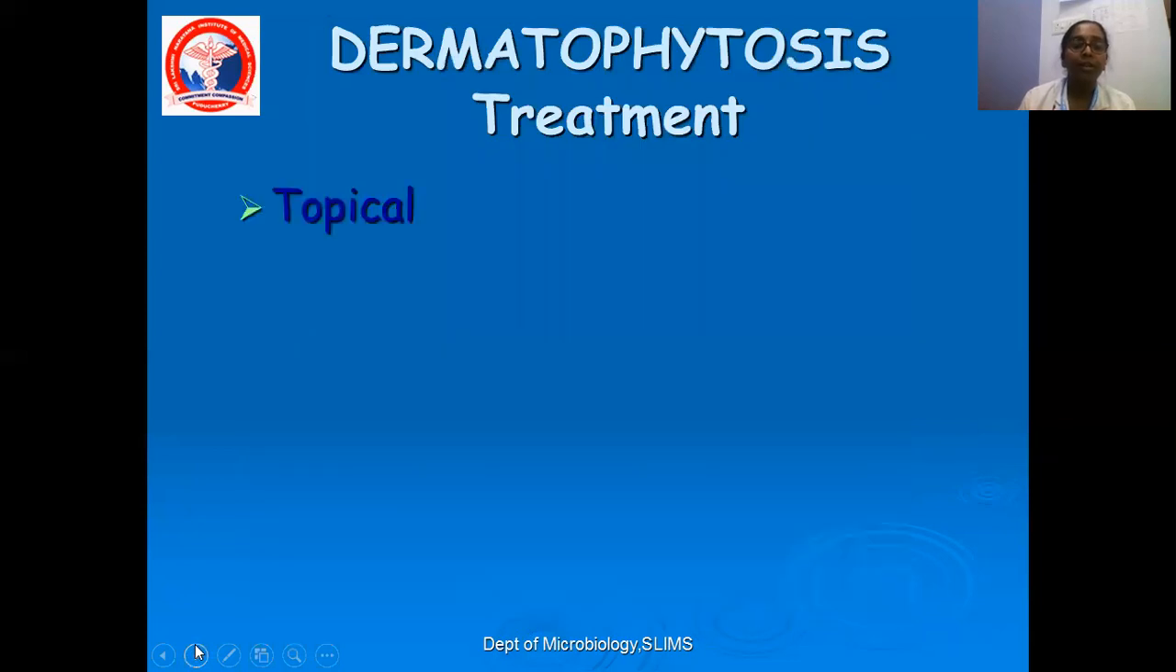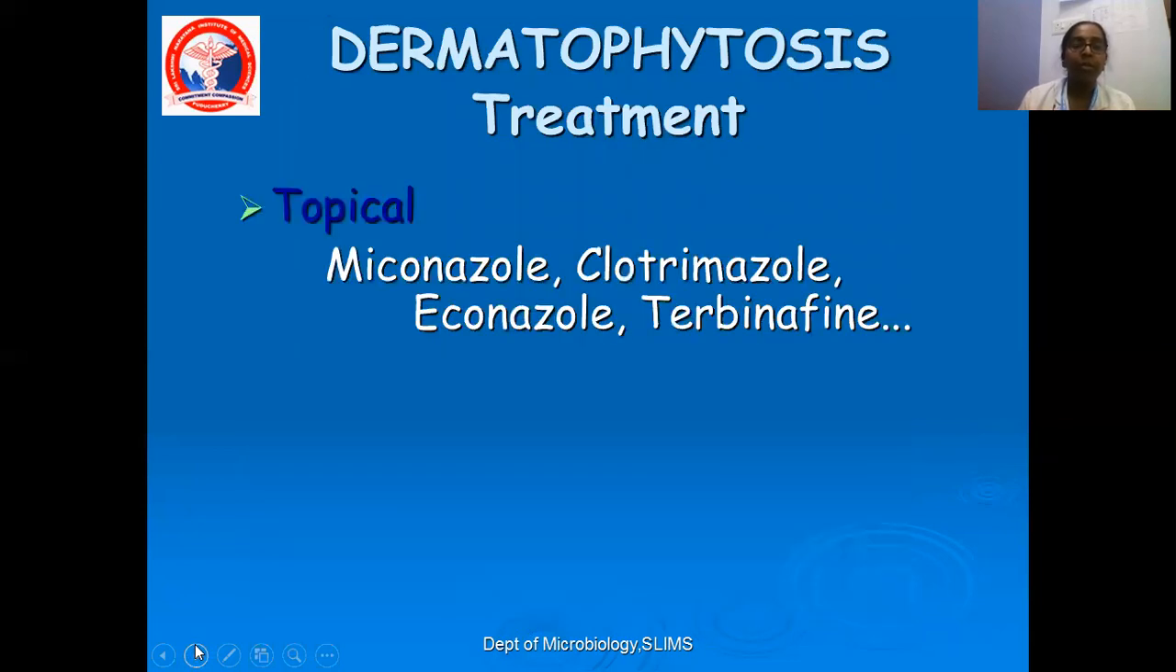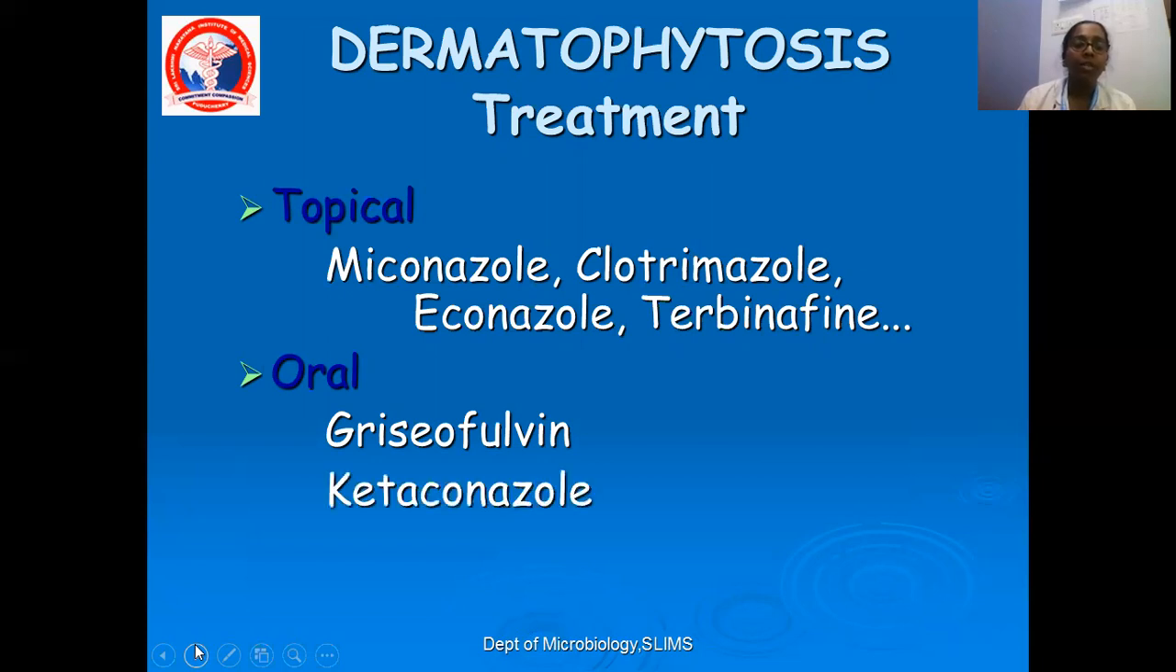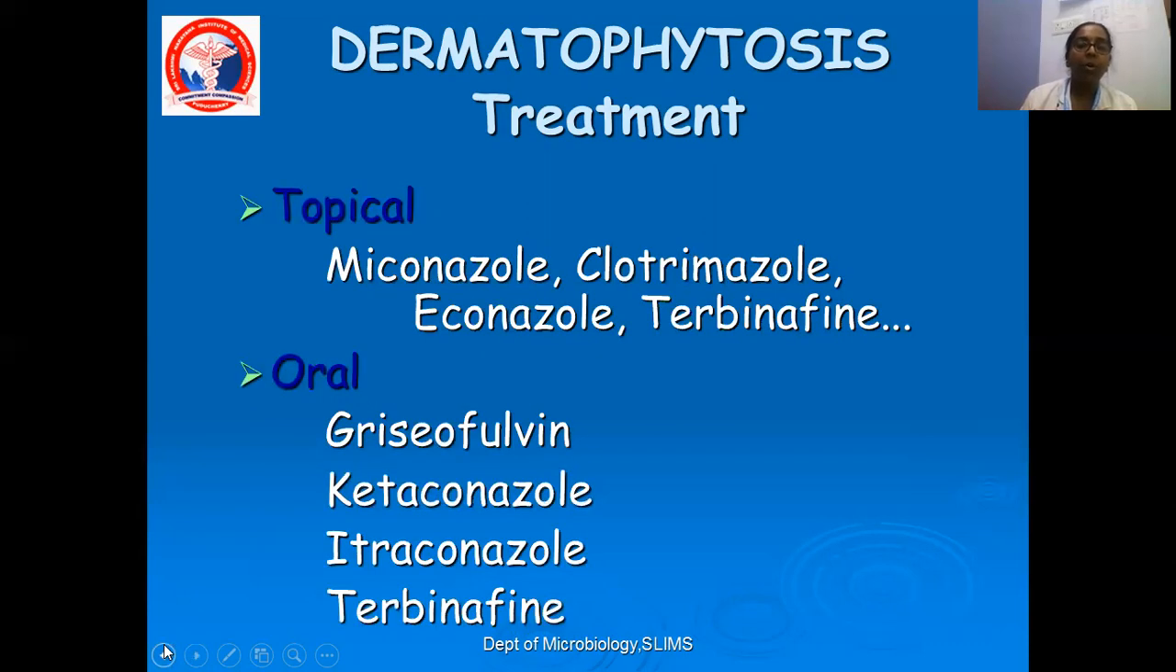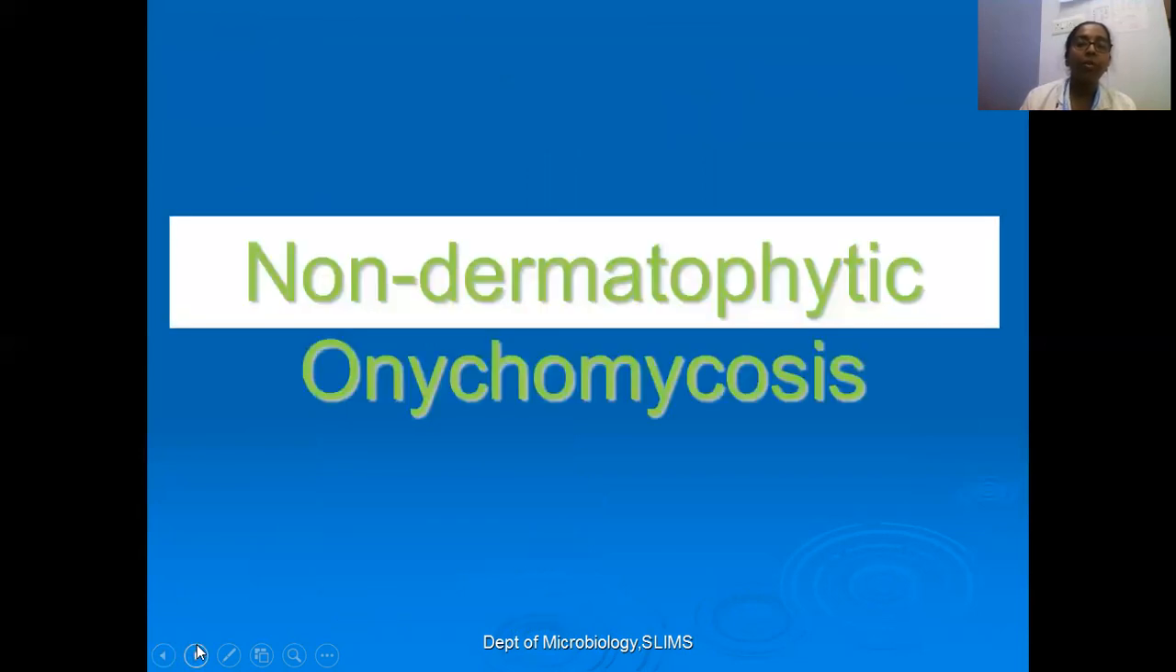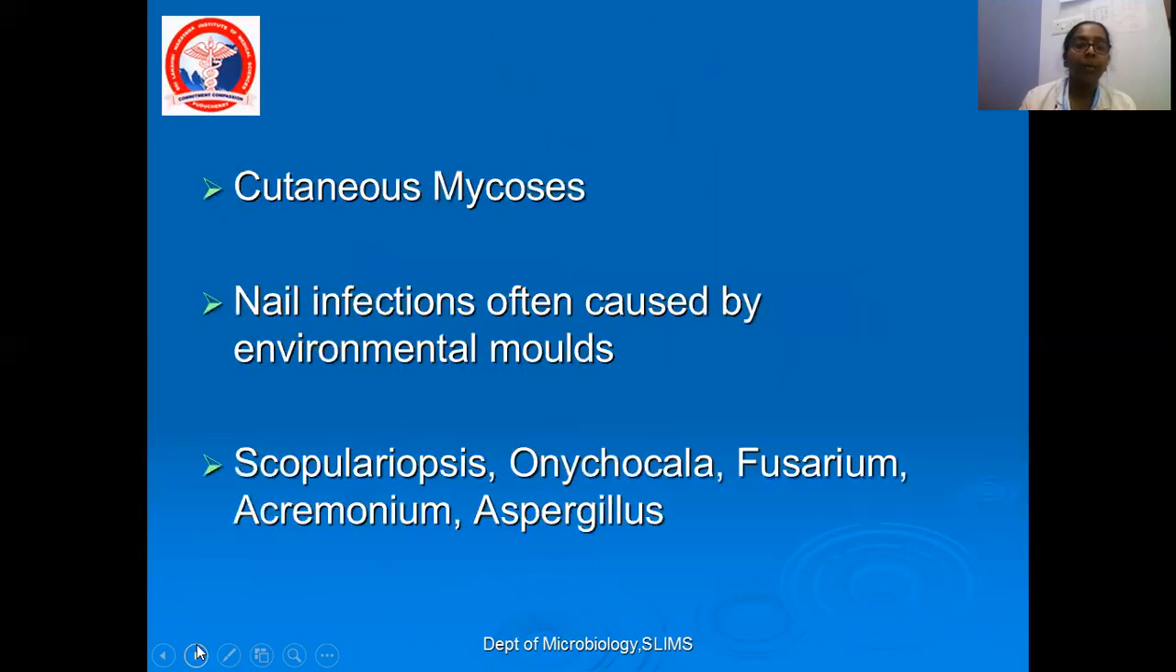So how do you treat dermatophytes? It can be topical as well as oral. Topical agents are miconazole, clotrimazole, econazole, and terbinafine. Oral agents are griseofulvin, ketoconazole, itraconazole, then terbinafine. So far we saw all the dermatophytic skin infections. Next, we'll be seeing the non-dermatophytic infections.